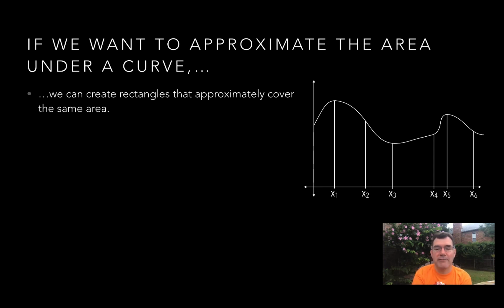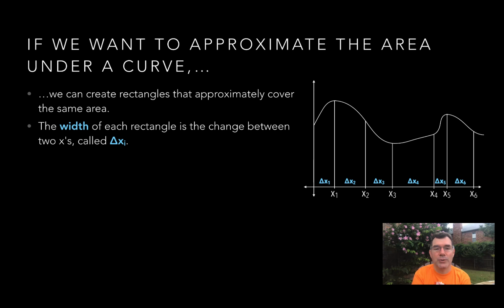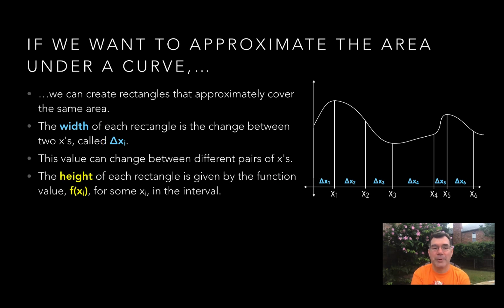So what I've done is I've written down some x's, x1, x2, x3 along the x-axis, and I can use those. The width of the rectangles can be given by the distance between each pair of x's. So between 0 and x1, I can call that delta x1. From x1 to x2, I can call that delta x2, and so on. I can call each of those distances delta x sub i, and that value can change between every pair of x's.